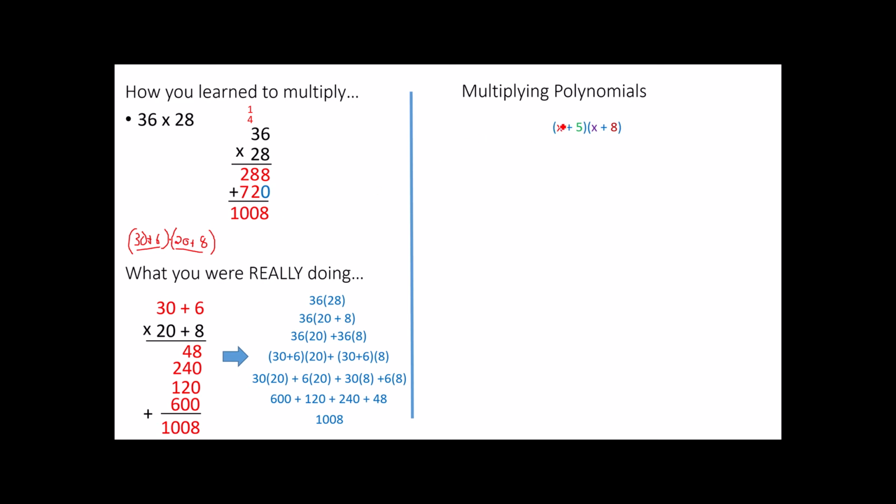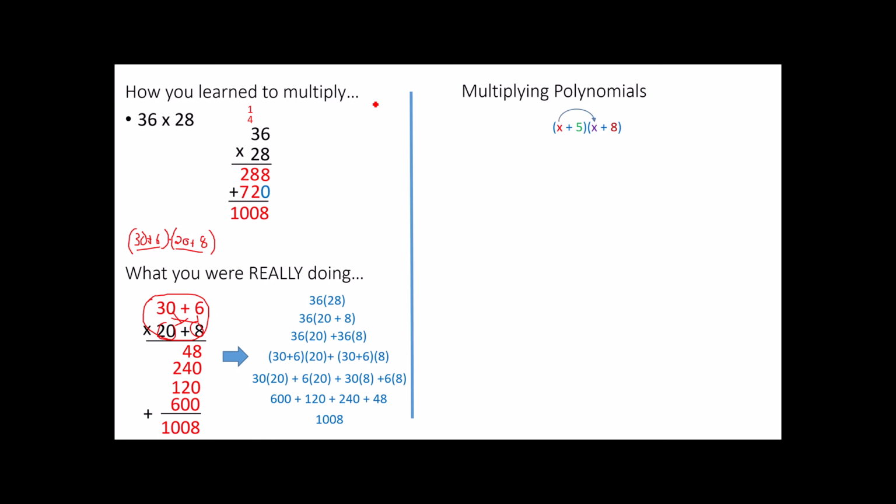I'm going to take this and do the exact same thing we did right here. In that, I'm going to multiply this x times everything in the second parentheses, and then I'm going to take this 5 and multiply it by everything in this parentheses. Just like down here, I took 8 times both and 20 times both. I'm going to do the same thing with this. Here's what that looks like.